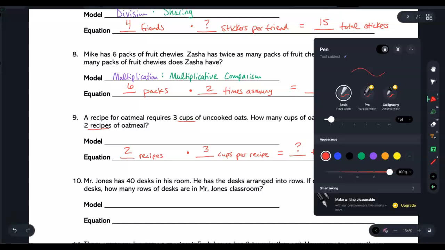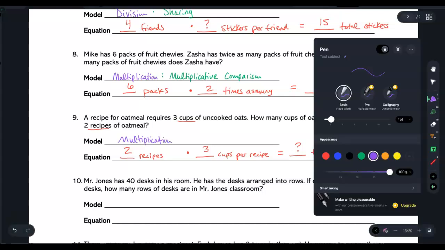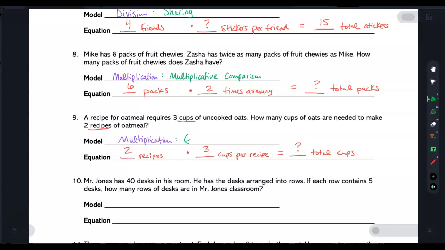So in this case, just writing that setup equation helps me clarify that this is actually multiplication, which means this is the groups of objects or repeated sums model.